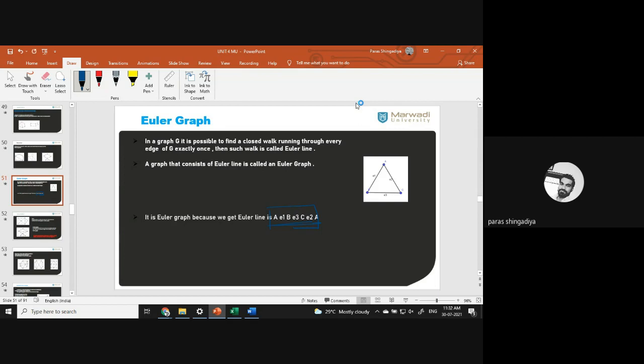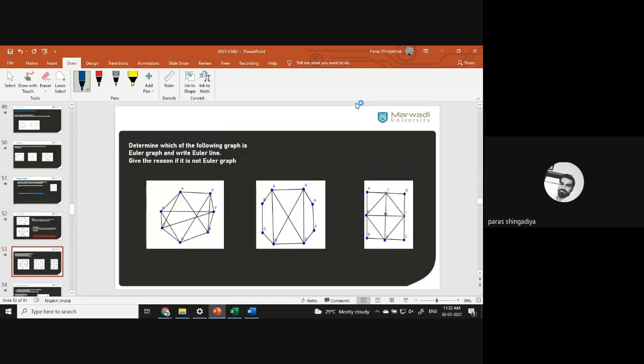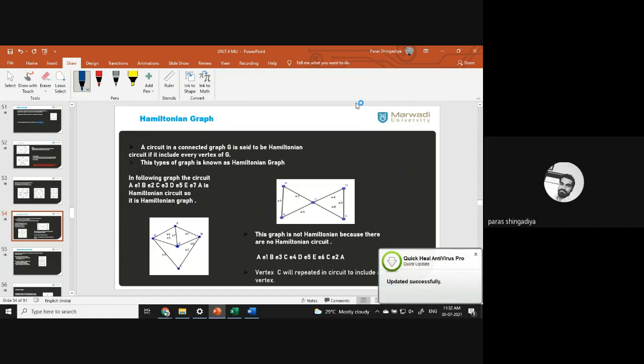Okay, next is Hamiltonian graph. It is this one. A circuit in a connected graph G is said to be a Hamiltonian circuit if it includes every vertex of the graph G. And this type of graph is known as a Hamiltonian graph, which includes such a Hamiltonian circuit. And draw one graph which is Hamiltonian and mention the Hamiltonian circuit also.